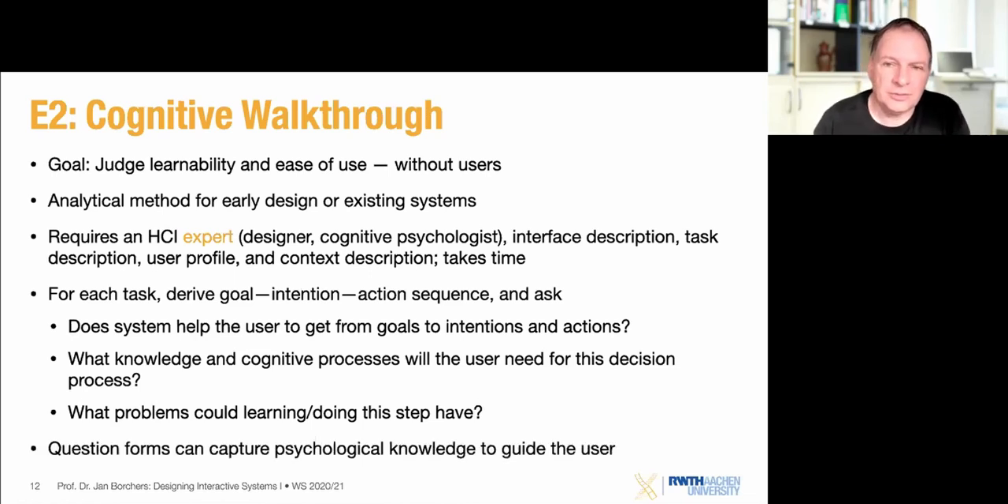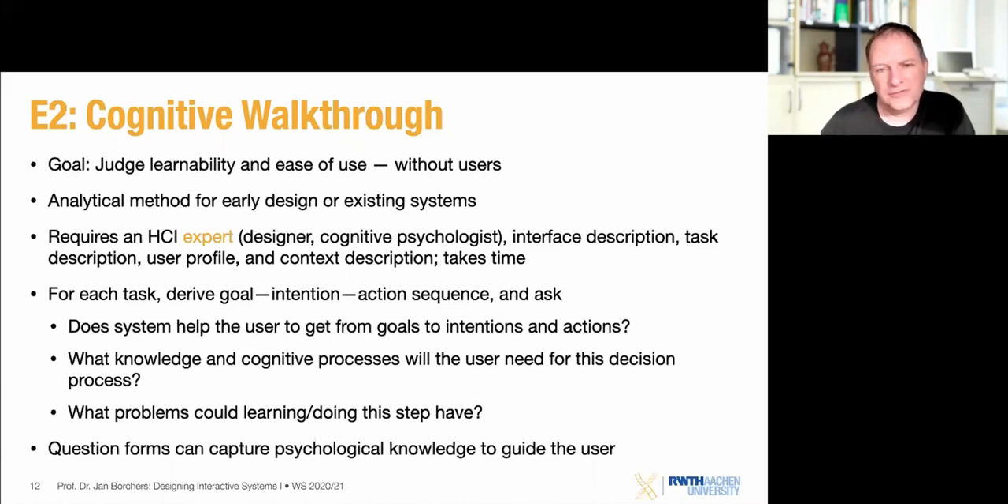Sometimes people do a cognitive walkthrough along question forms. The question forms are basically pieces of paper that list questions that you ask yourself, and that helps you to be reminded of potential psychological limitations or knowledge limitations that the user may have. So in a way, the questions are like the HCI expert, the psychological expert who puts his thought process into questions to guide you through this kind of evaluation.